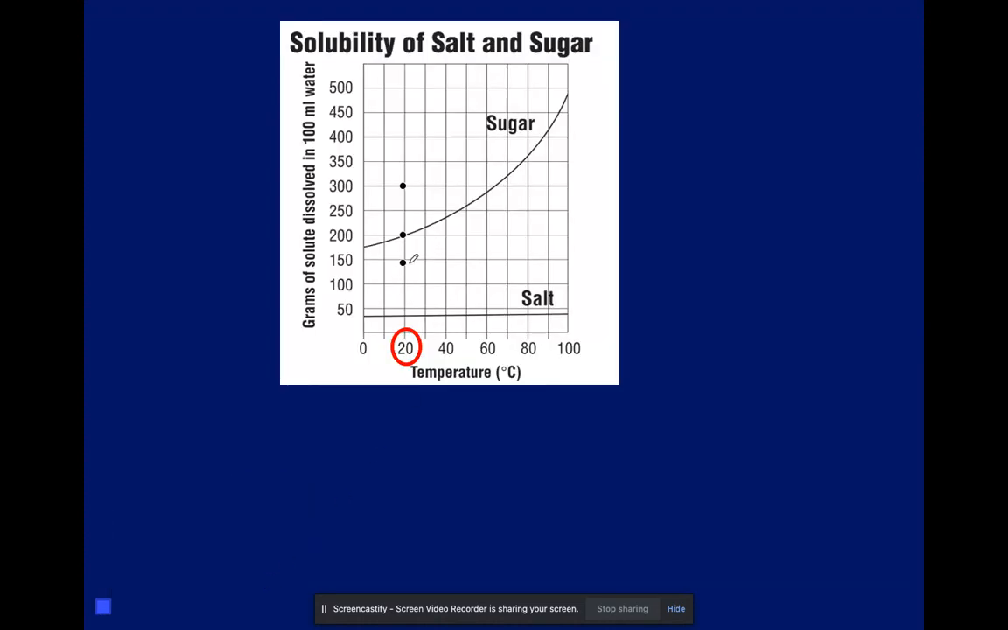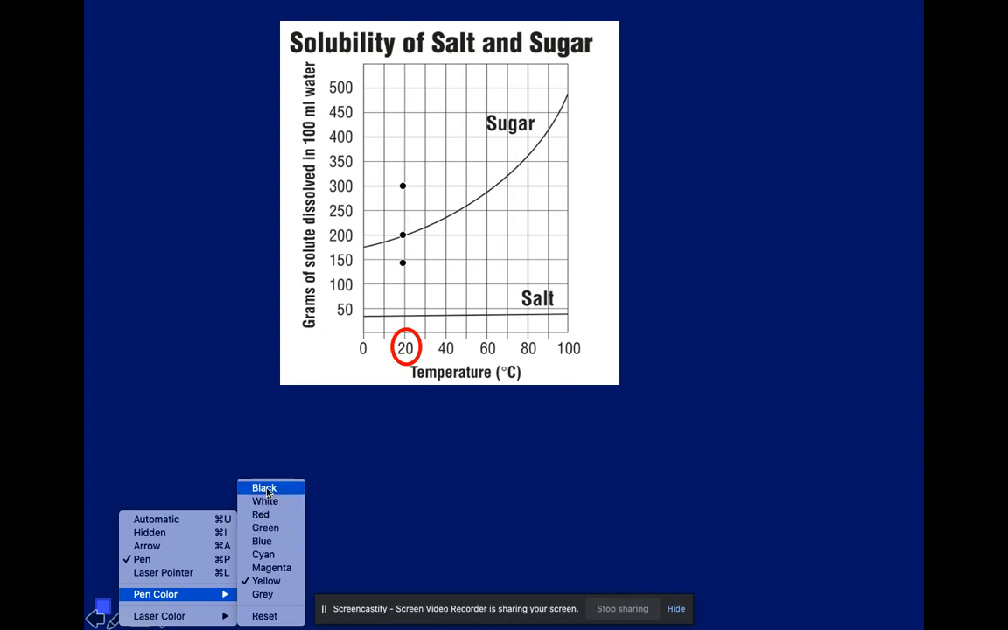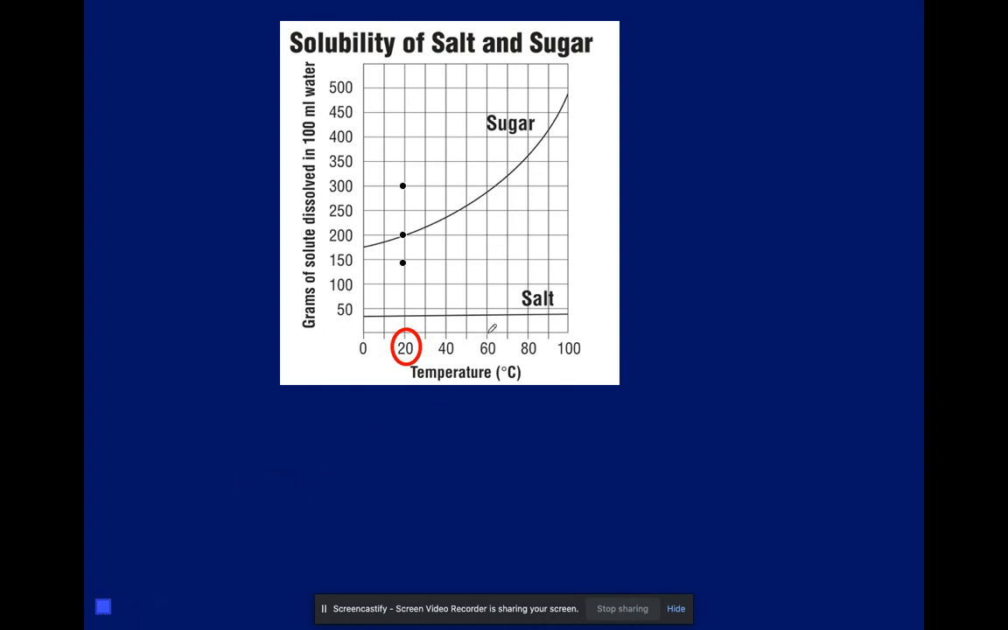We look at something called a solubility curve, which is simply a graph that looks at temperature on the x-axis, going to the right here, and on the y-axis, the grams of solute, so the amount of solute that you're dissolving in a specific amount of solvent. So that's important to know here.